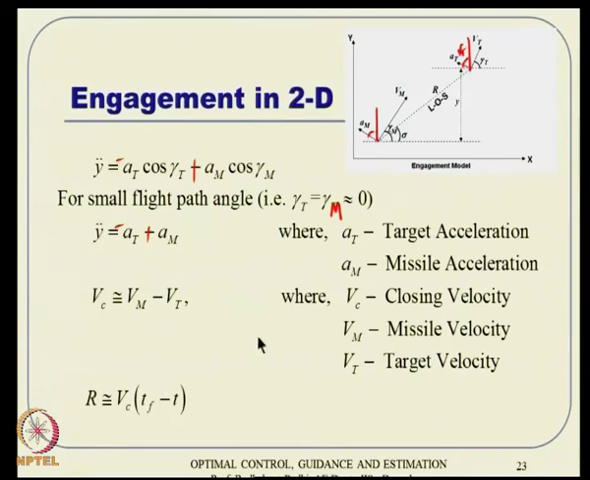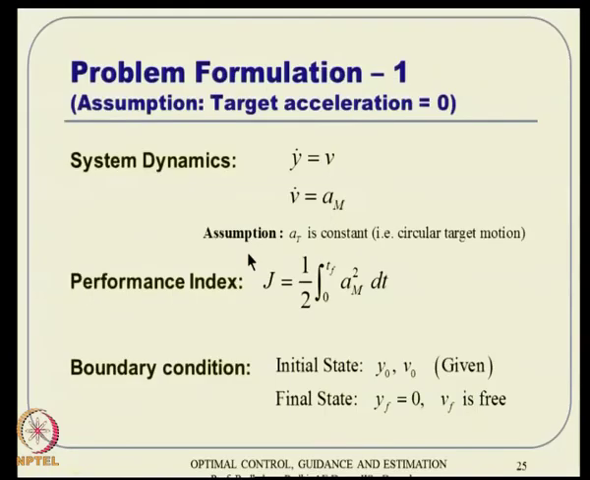So, this y double dot is this constraint, and the first case that we will talk about is AT is 0. The lateral acceleration command for the target that you are assuming is 0. That means the target continues to move in the same direction. So, when you have target acceleration 0, then y double dot, which is v dot, since y dot is v, so v dot is AM. So, this is the constraint.